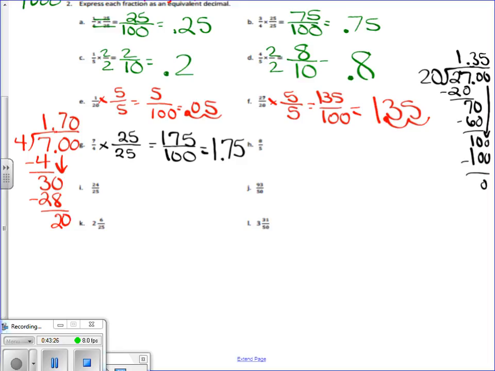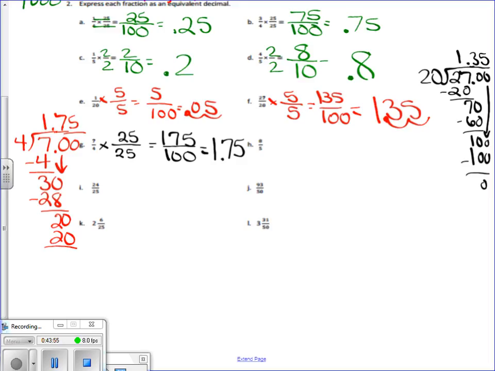Good grief. I have lost my mind. Oh my stars. I don't know what I was doing. 175. 1 and 75 hundredths. So smart. You know, my mom said I was smart. No, she never did tell me that.